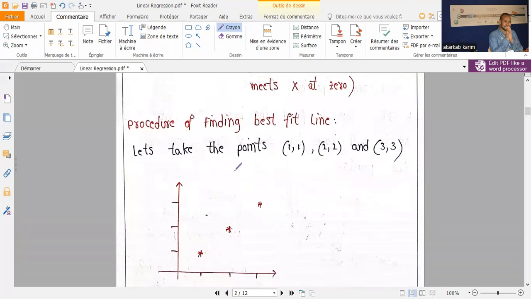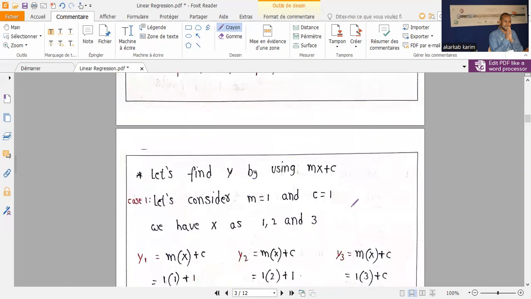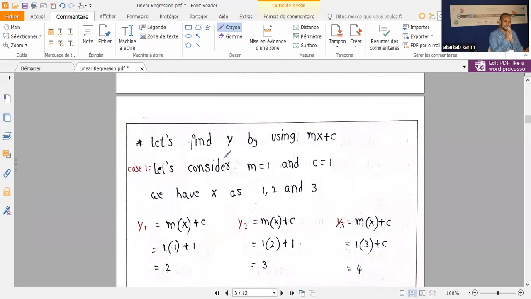we also have a procedure for finding the best fit line. Let's take 3 points here with these coordinates: (1, 1), (2, 2), (3, 3). Okay, this is an easy one, and this equation is linear, y equals ax, if we want to represent it perfectly. Here we have these 3 points with these coordinates. So let's find y by using mx plus c. We want to find y based on this equation.